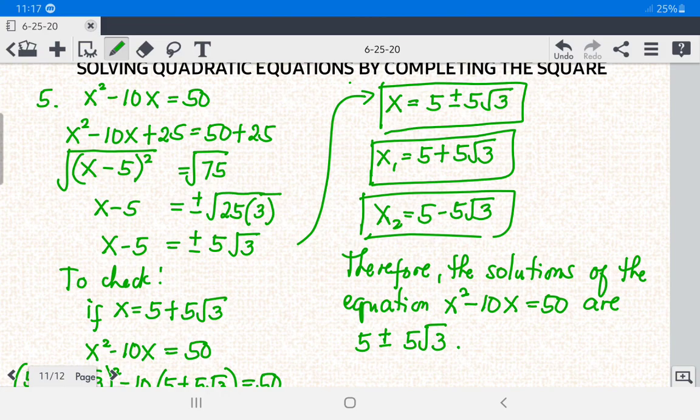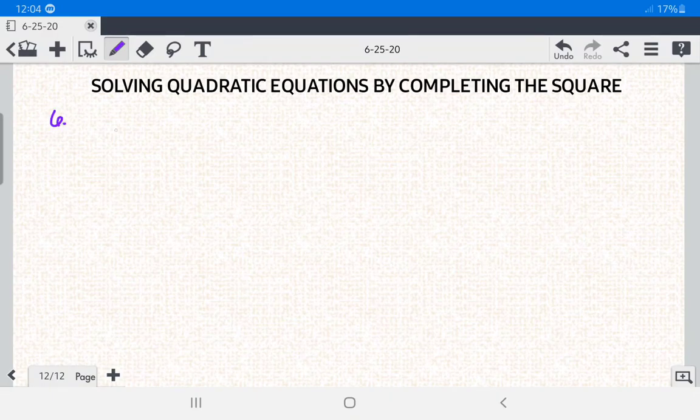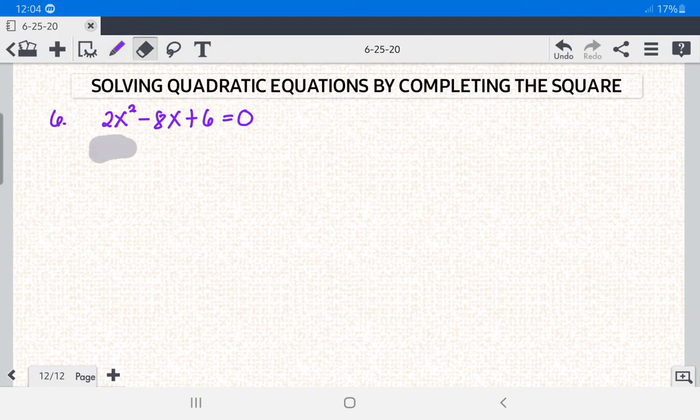Number 6, let's say we have 2x squared minus 8x plus 6 equals 0. So, as you can see, a here is not equal to 1. So, it's okay. Let us isolate first the constant term. So, we have 2x squared minus 8x equals negative 6. The constant term here is negative 6, right? So, you will just subtract 6 on both sides of the equation.